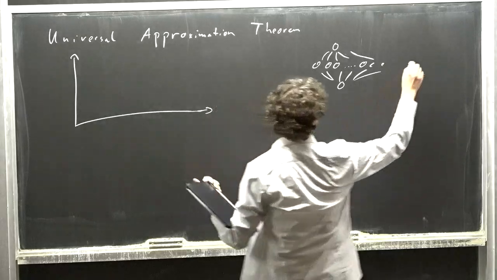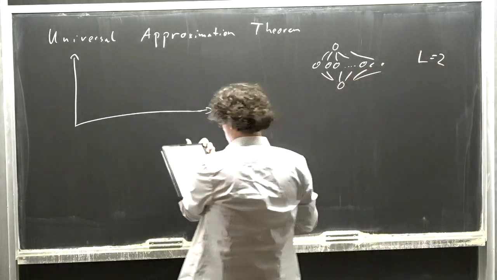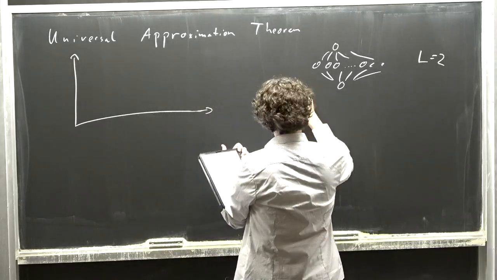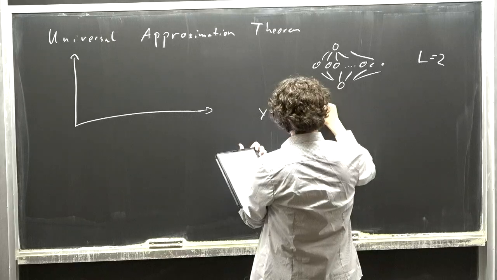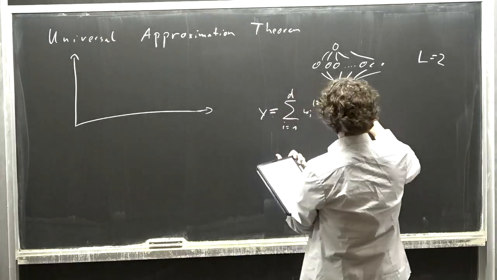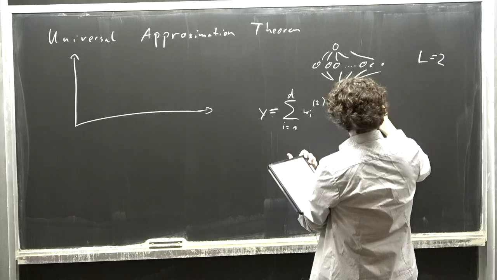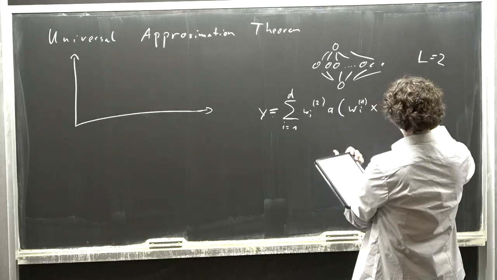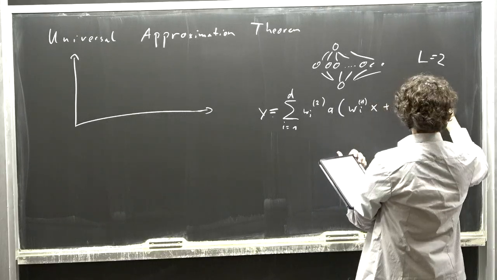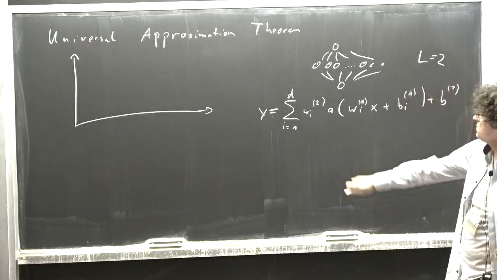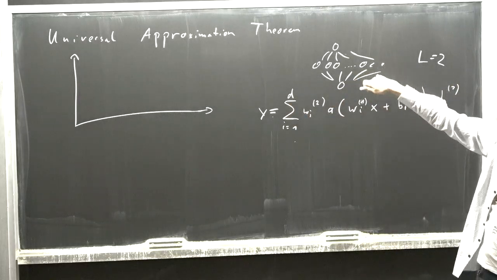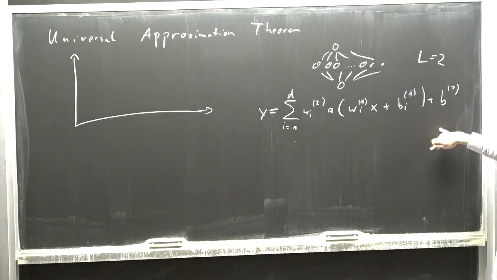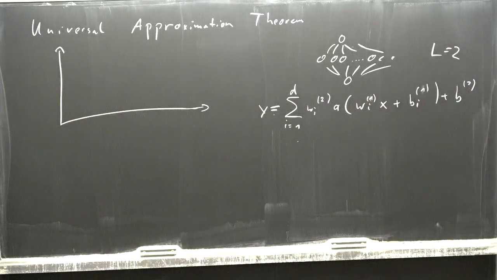This would correspond to L equals 2 in that example. Then we can write this network in the following way. We would have the weights from the output layer times the activation function, which in our case is just the ReLU, and the weights from the first layer multiplied with the input parameter, plus some bias. And this is the number of hidden units that we have in the hidden layer. And this is now just a sum over functions of this form, right?